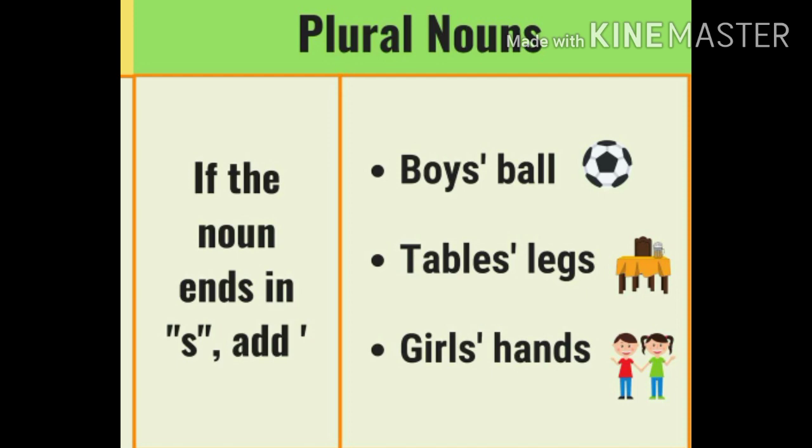Tables' legs. Tables is a plural noun. So it is tables' legs. Apostrophe after the S. Girls' hands. You can see two girls are standing there. So it is a plural noun. So girls apostrophe and hands.